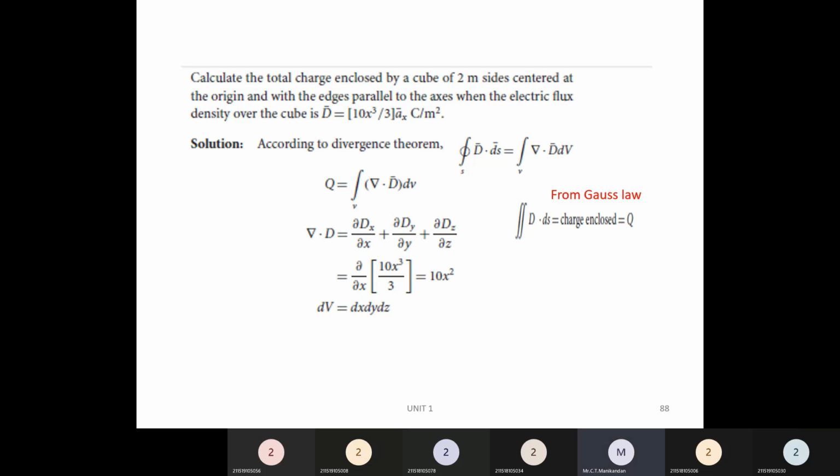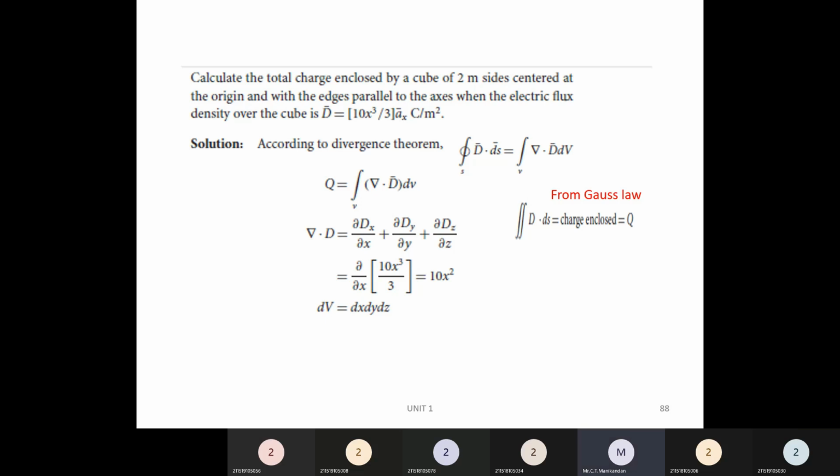They are given the flux density D, and we have to find out Q. So how can we relate the flux density? You know about the divergence theorem concept. Surface integral of D dot ds equal to volume integral of del dot D into dV.